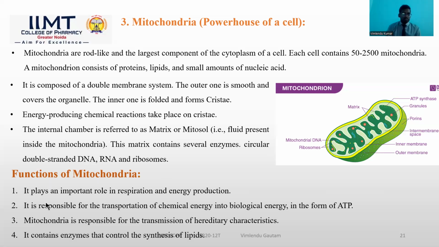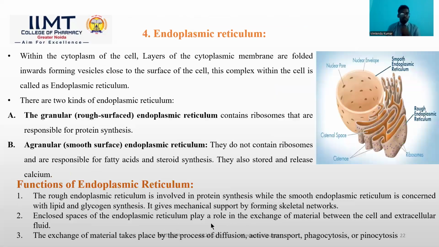Functions of mitochondria. It plays an important role in respiration and energy production. It is responsible for the transformation of chemical energy into biological energy in the form of ATP. Mitochondria is responsible for the transmission of hereditary characteristics. It contains enzymes that control the synthesis of lipids. Fourth part is the endoplasmic reticulum.